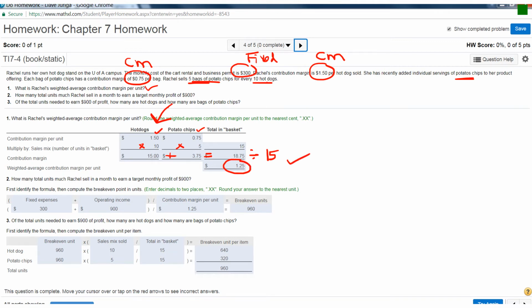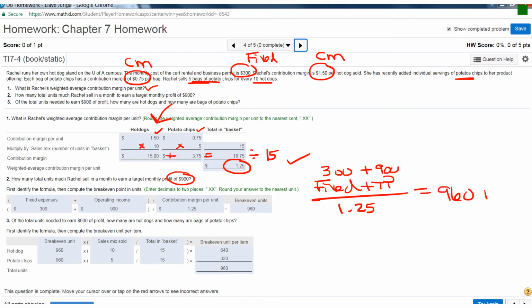That's part 1. Part 2 then says you want to have a targeted profit again of 900. So again, what you do is you take your fixed cost plus your targeted profit, in this case divide by your weighted average contribution margin per unit, which is $1.25. So again, it's going to be the 300 plus the 900, divide that, you get 960. That's going to be your break-even units.